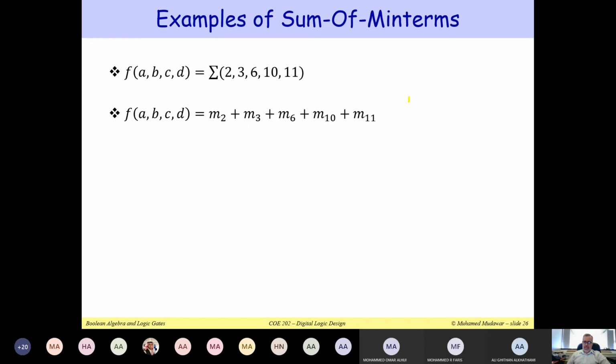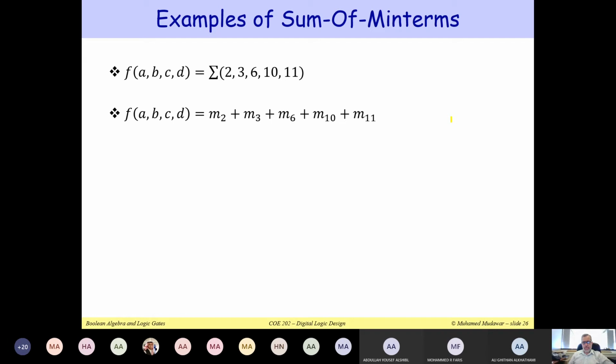I can write it like this. Okay, so I can write it as a sum of minterms: minterm 2 or minterm 3 or minterm 6 or M10 or M11. Now can you tell me algebraically what is M2? In binary it is 0, 0, 1, 0, but algebraically, what would it be?